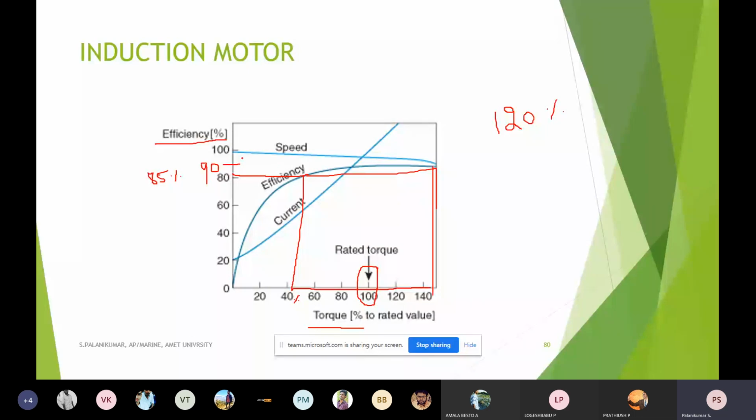So I can vary the torque over a wide range without much change in the speed. That is another very important concept of an induction motor. Of course, like any other motor, whenever the load is increasing or the torque is increasing, the current will slowly keep on increasing.